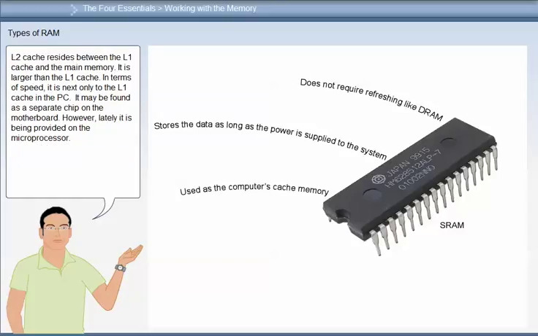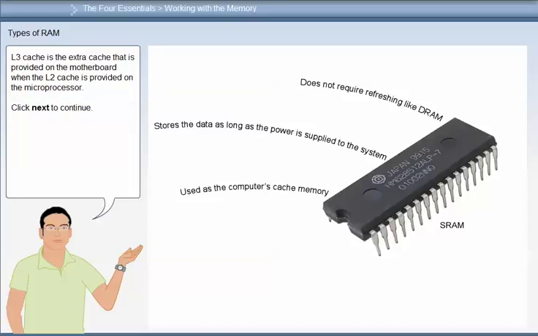L2 cache resides between the L1 cache and the main memory. It is larger than the L1 cache. In terms of speed, it is next only to the L1 cache in the PC. It may be found as a separate chip on the motherboard. However, lately it is being provided on the microprocessor. L3 cache is the extra cache that is provided on the motherboard when the L2 cache is provided on the microprocessor.